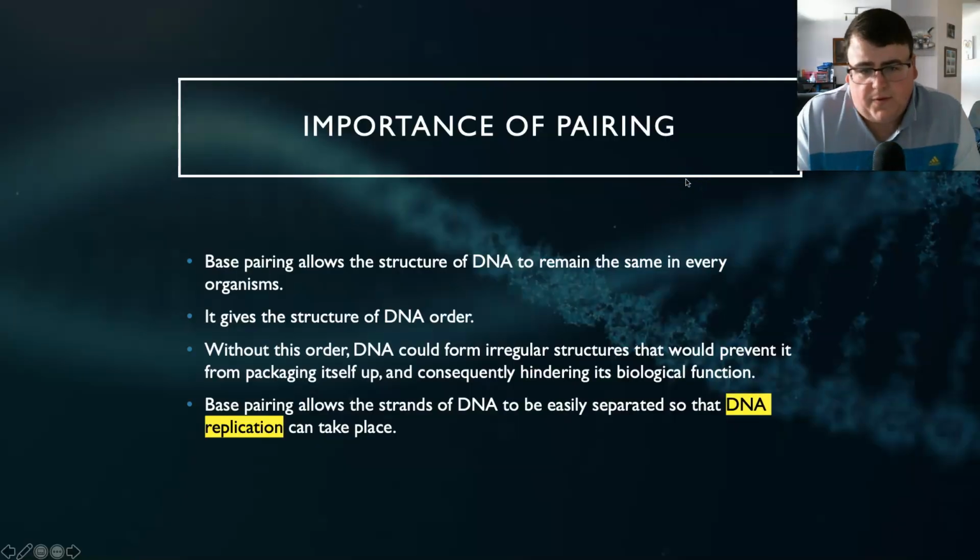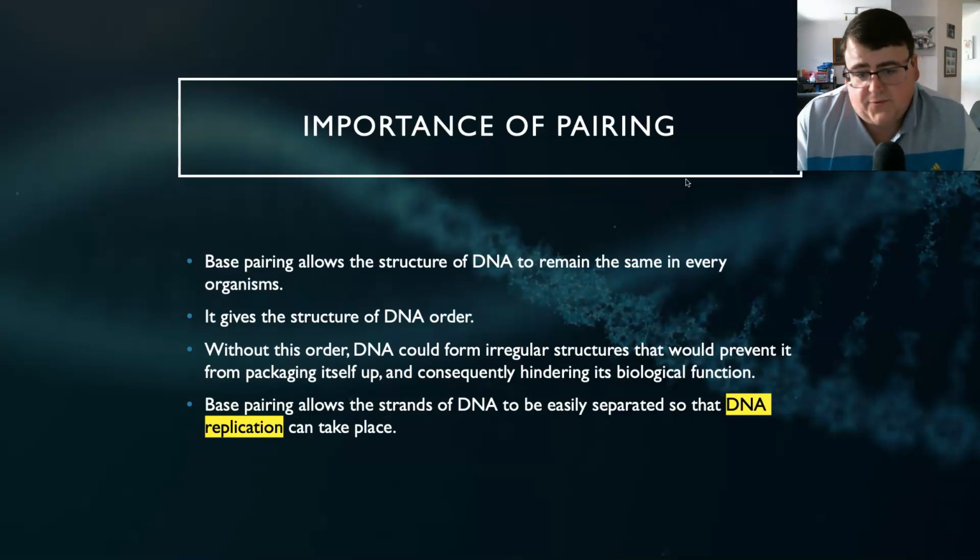Well, why is it important that these bases always pair up the same way? Why can't adenine go with guanine? Why can't cytosine go with thymine? The simple answer is because having A with T, C with G allows the structure of DNA to remain the same in every single organism. There is no variation in terms of what DNA structure will look like. So it gives the structure of DNA order.